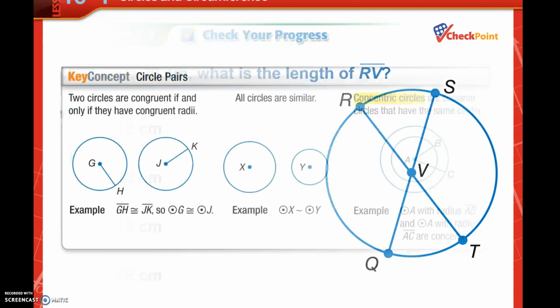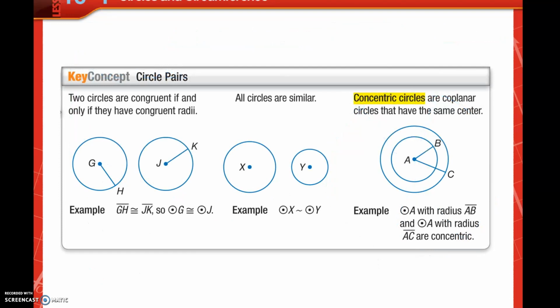All right, and again, two circles are congruent if they have the same radius, because all circles are similar, and concentric circles, like I said, have the same center.